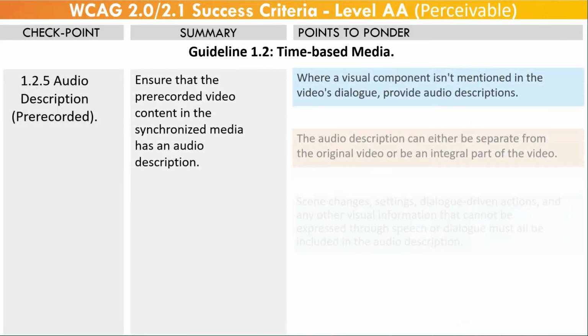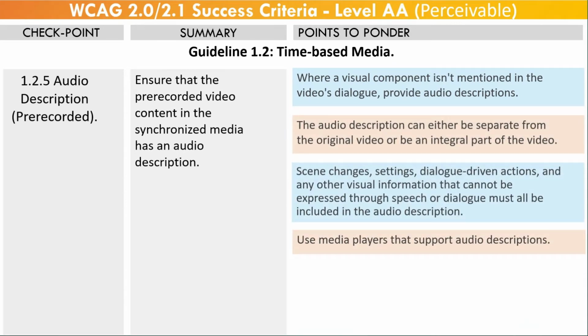1.2.5 Audio Description, Pre-recorded. Ensure that the pre-recorded video content in the synchronized media has an audio description. Where a visual component isn't mentioned in the video's dialogue, provide audio descriptions. The audio description can either be separate from the original video or be an integral part of the video. Scene changes, settings, dialogue-driven actions, and any other visual information that cannot be expressed through speech or dialogue must all be included in the audio description. Use media players that support audio descriptions.